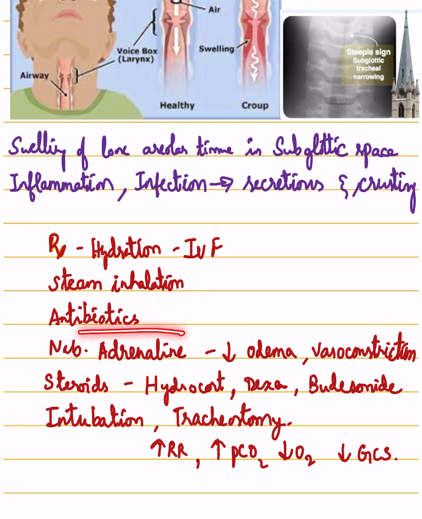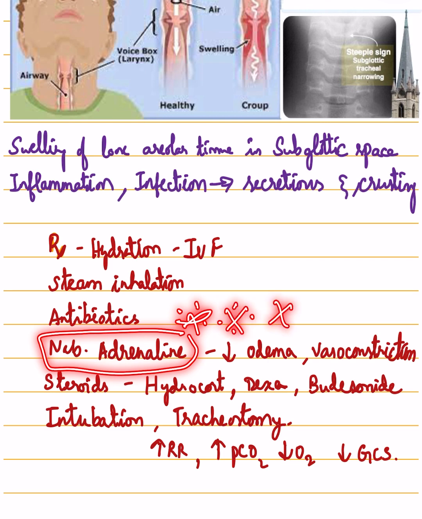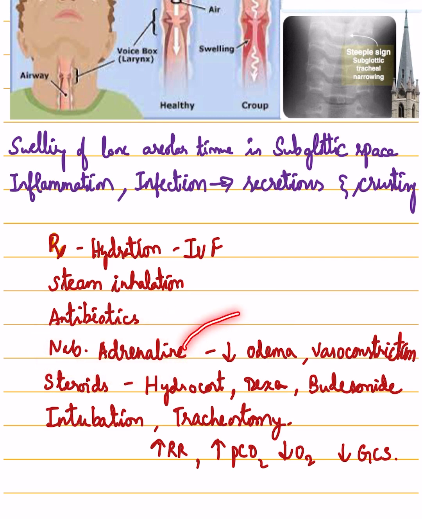And nebulization with adrenaline is the main treatment for this acute ALTB. Because adrenaline causes vasoconstriction, thereby it reduces the vascular permeability and edema gets reduced. So from the swelling, it may return back to this healthy state, which improves the airway. Steroids like hydrocortisone, dexamethasone, and budesonide may also be given. They are given either orally, IM, or by nebulization.